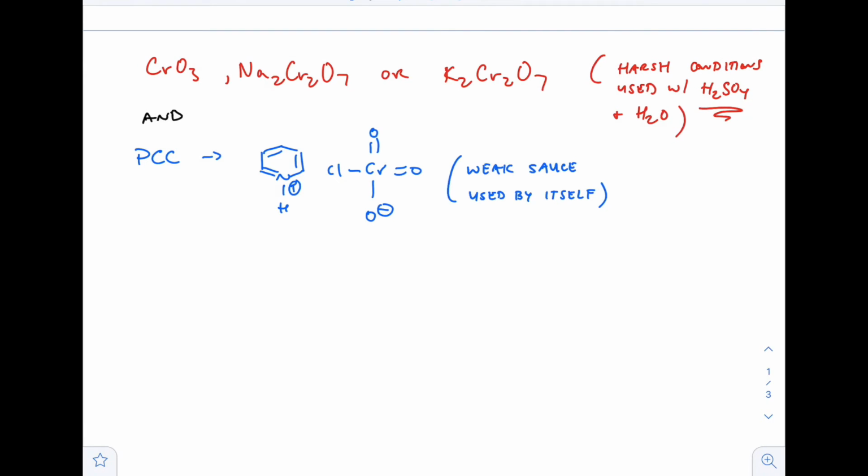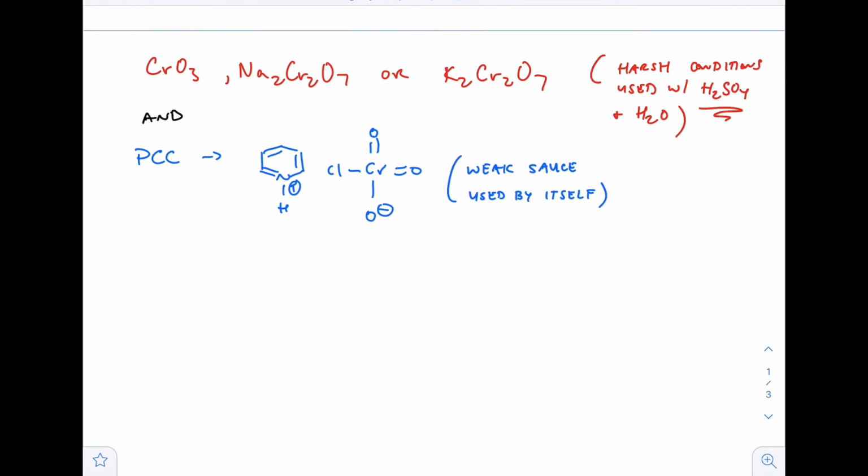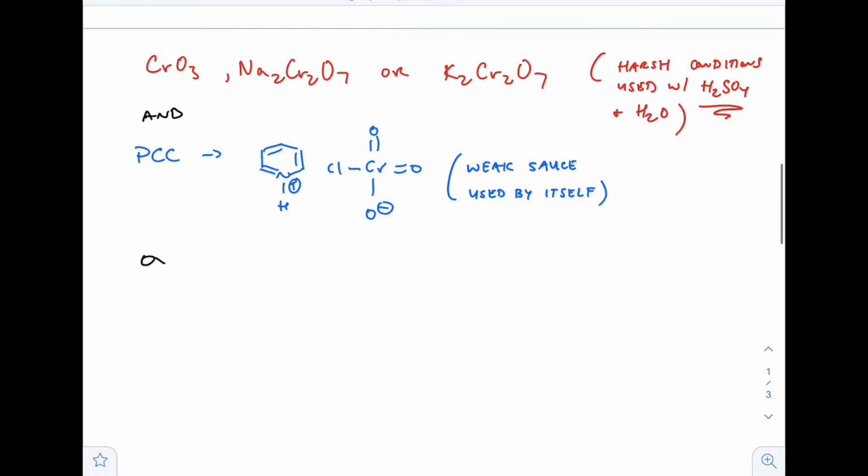And so anytime you see PCC or potassium dichromate or whatever, you're going to want to think about the strength of these. So remember, cool, calm, and collected PCC is chilling. It's blue. It doesn't have that harsh sulfuric acid, so it's weak. That means it's not going to be as strong of an oxidizing agent.